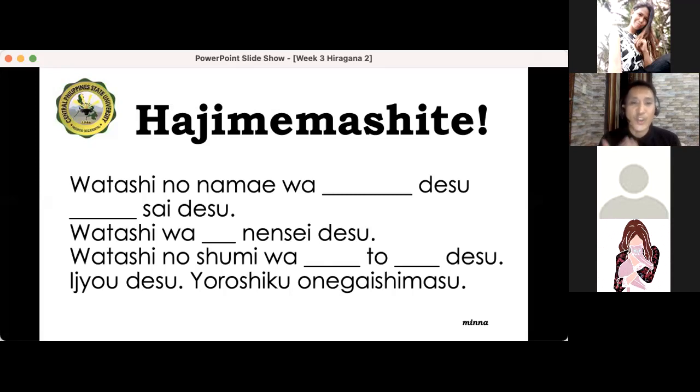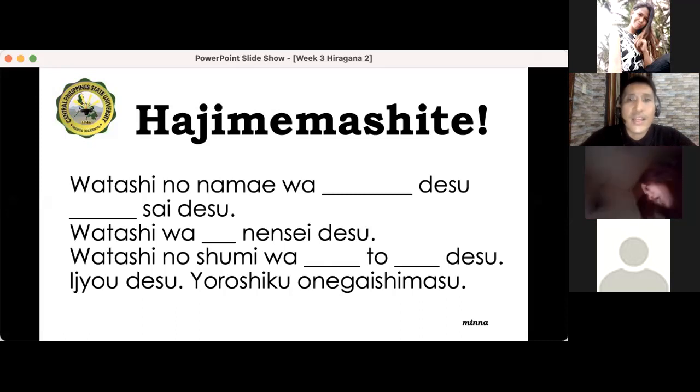Ijo desu. Yoroshiku onegai shimasu. So ijo desu means that's all. And yoroshiku onegai shimasu means nice meeting you. So it's more of thank you or please take good care of me. So again, there is no direct translation for this. Although the direct translation of yoroshiku onegai shimasu is please take care of me. Please take good care of me. So parang ganun siya, okay?